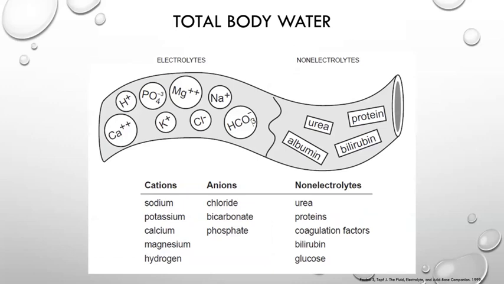Electrolytes and non-electrolytes are dissolved in total body water, as you can see here on the diagram. They are called solutes. Electrolytes include both cations and anions and are listed here. The cations are sodium, potassium, calcium, magnesium, and hydrogen. Anions are chloride, bicarbonate, and phosphate. Non-electrolytes include urea, proteins, coagulation factors, bilirubin, and glucose.